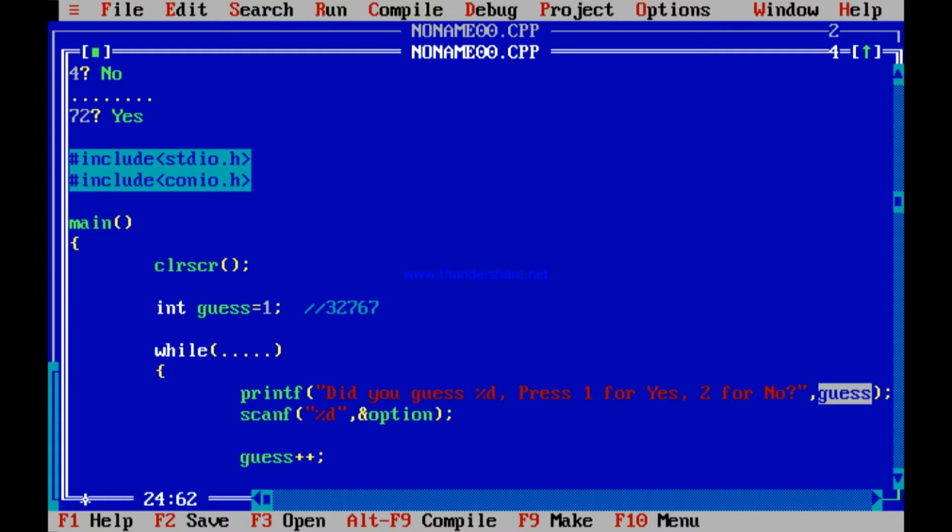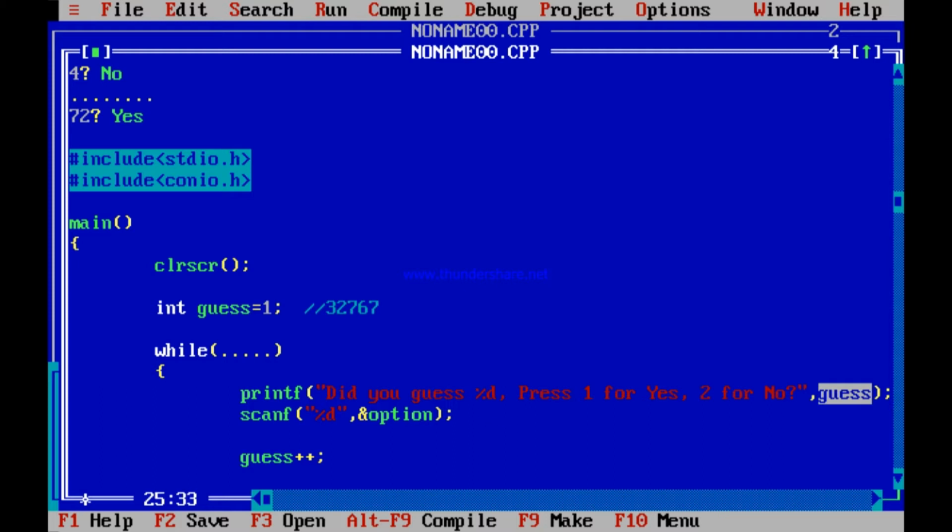Press 1 for yes, 2 for no. What will the user say? 2. Immediately scan it in option and understand that no, you have not guessed. What will you do? You will increment guess and come back in the loop. Then you will ask, did you guess 2? 1 for yes, 2 for no. User will enter 2. You scan within option. You check what is option.